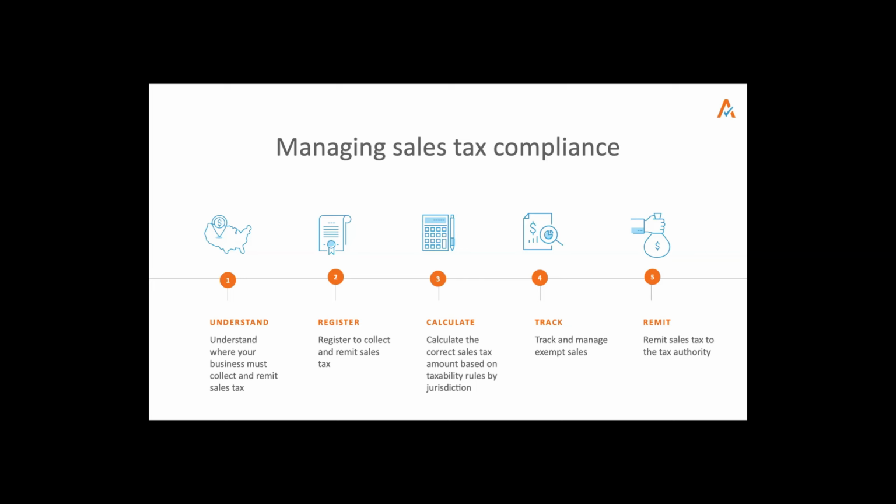So tracking and managing exempt sales, you have to have that piece of paper to prove why you're not collecting tax. And then lastly, the thing that the states really only care about is that you are paying them that money. You're paying that money to them on time, correct, and it is the right amount. And that was where it comes to the remittance piece.